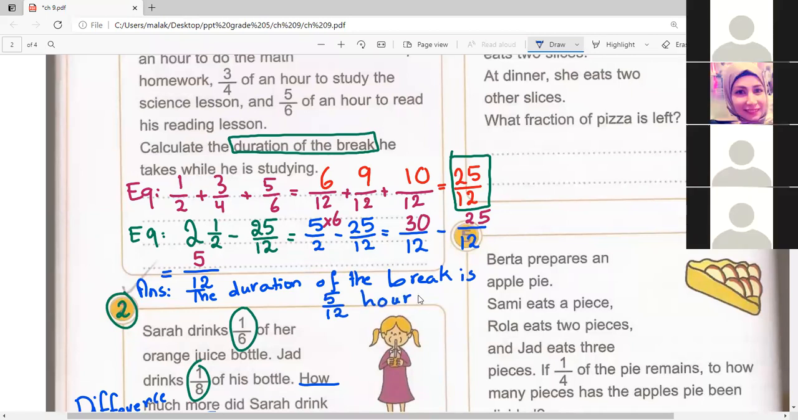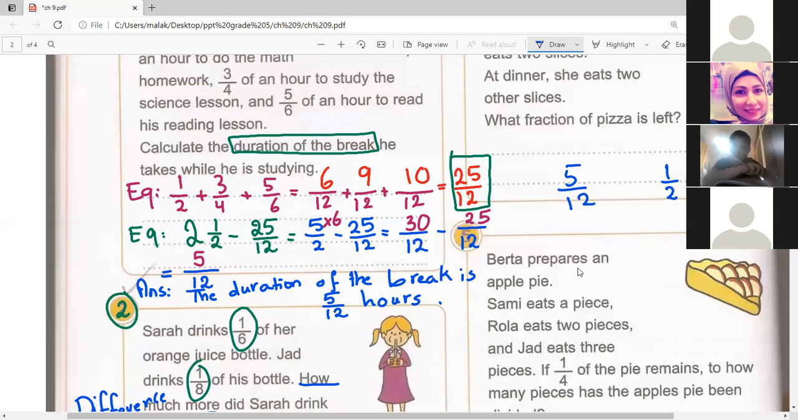Is it less than 1 hour or more than 1 hour? Less. It's less because it's a proper fraction. So he took less than 1 hour as a break. Is it less or more than half an hour? Let's compare it with half.